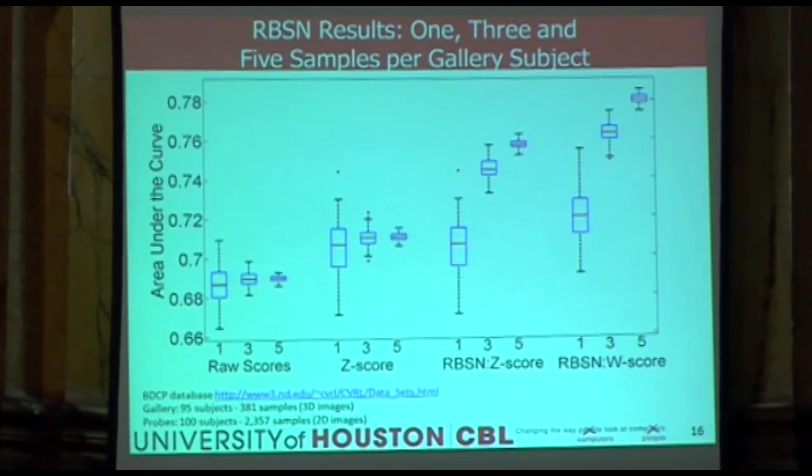And we are depicting the performance as a function of the number of samples per gallery subject and as a function of the different approaches we used. As you may notice, when we employ the RBSN algorithm in conjunction with z-score or w-score, we get a higher improvement in terms of performance when we increase the number of samples. Why? Because we exploit the available information in a better way.